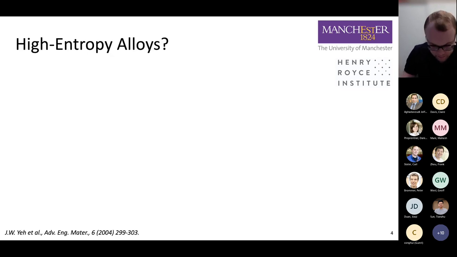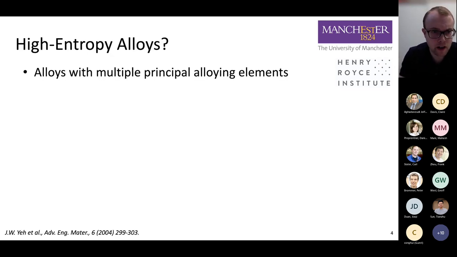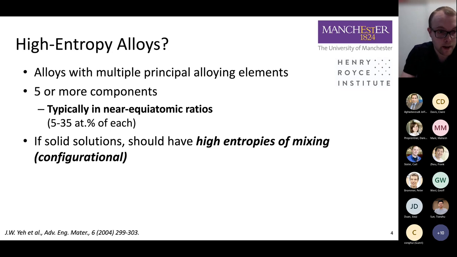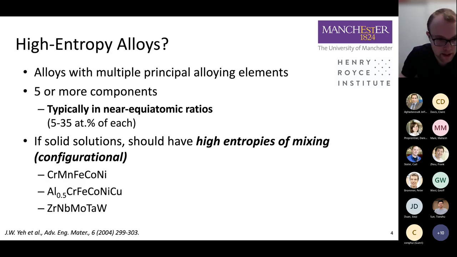So high entropy alloys. What are high entropy alloys? High entropy alloys are alloys with multiple principal alloying elements. Typically we have five or more of these alloying elements, and they're very often in near equiatomic ratios. One definition is that there has to be at least 5 atomic percent of each alloying element, so it's between 5 and 35 atomic percent of each alloying element. But very often you find that they're in equiatomic ratios. They're called high entropy alloys because if they happen to form solid solutions, they should have very high entropies of mixing, that is, high configurational entropy of mixing.